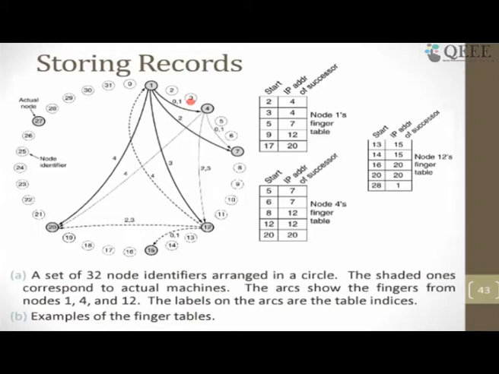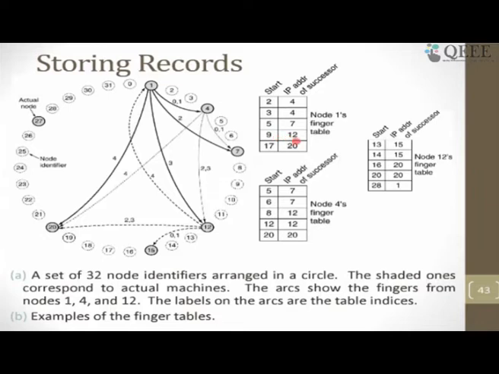So, what is the next machine at 3? 4. Okay. Now, 1 plus 2 to the power 2, that is 5. And what is the next machine possible at 5? That is 7. Now, it is 1 plus 2 to the power 3. 1 plus 2 to the power 3 is 9. What is the next machine at 9?